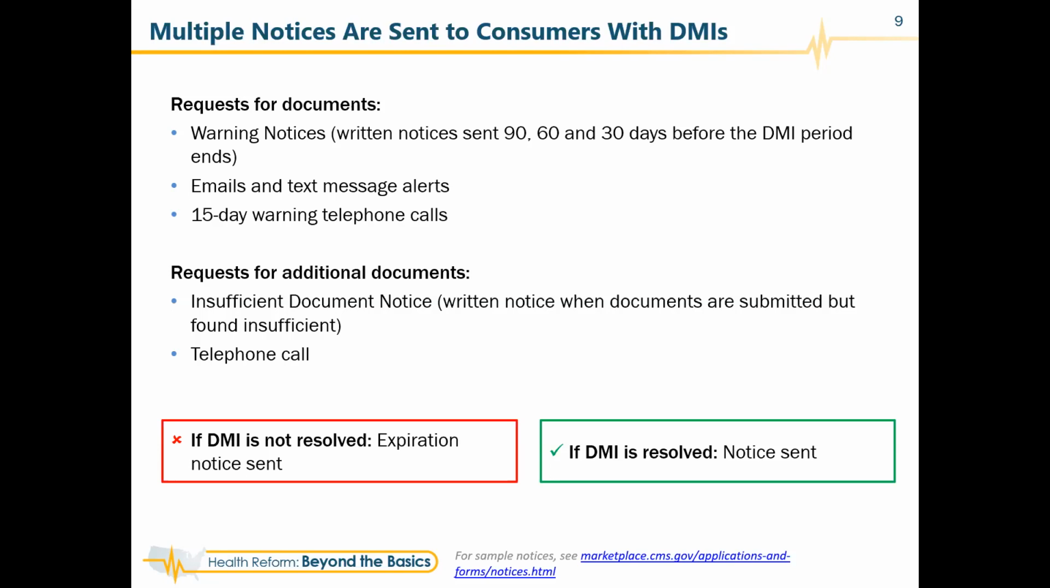If a DMI is not resolved in the allotted time period, the consumer will get an expiration notice. And if the DMI is resolved, the consumer will also get a notice indicating that it has been resolved. Before that, the good news is that the consumer will get a lot of other notices. They're going to get warning notices that will be sent at lots of different intervals in the mail. They will get emails, text message alerts, and at times they will also be getting telephone calls, letting them know that their DMI is potentially going to be expiring, and encouraging them to provide the needed information.